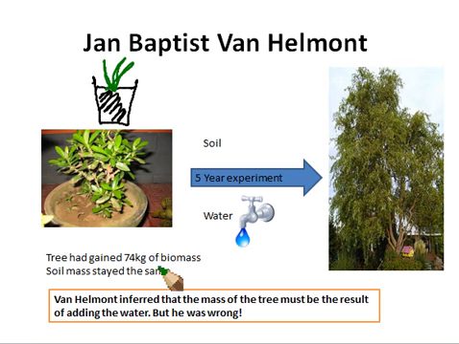After 5 years he found that the tree had gained 74 kilograms in biomass, whereas the soil had stayed the same. So what Van Helmont inferred was that the mass must have come from the water he added. That was his conclusion to his experiment. That's what he inferred, but he was wrong. This was an incorrect inference.